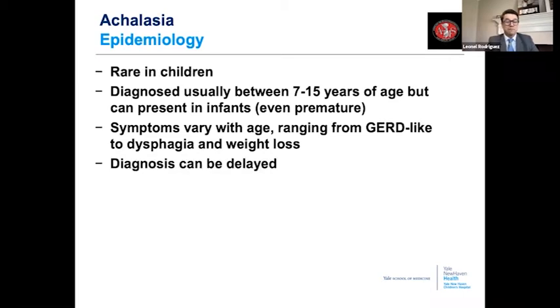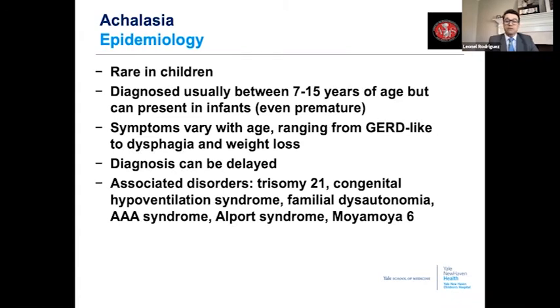The diagnosis can be delayed because of these reasons. It's important to keep it in mind when you have patients presenting with these symptoms. There are associated disorders in pediatrics like trisomy 21, congenital hypoventilation syndrome or Haddad syndrome, familial dysautonomia, AAA syndrome, Alport, or Mowat-Wilson. There are other conditions that have been associated in pediatrics too, like cerebral ataxia or neurofibromatosis, and some others that are more predominant in adults like Parkinson's and Chagas.